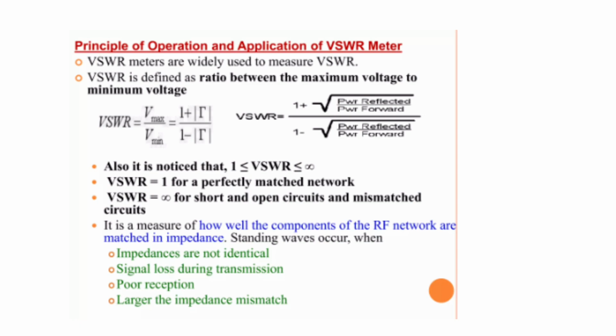which means VSWR equals Vmax divided by Vmin, and equals 1 plus root of power reflected divided by power forwarded, divided by 1 minus root of power reflected divided by power forwarded. Also, 1 is less than or equal to VSWR less than or equal to infinity. VSWR value is 1 for a perfectly matched network, and infinite for short and open circuits and mismatched circuits. It is a measure of how well the components of the RF network are matched in impedance. Standing waves occur when impedances are not identical, causing signal loss during transmission and poor reception, and the larger the impedance mismatch, the greater the loss.